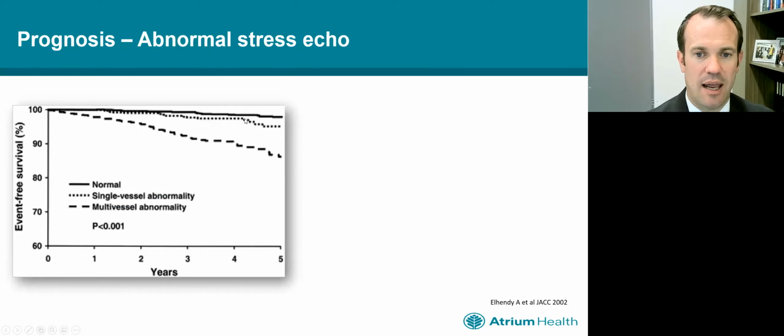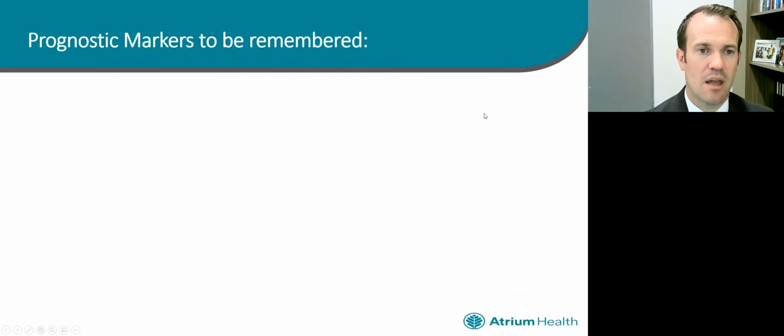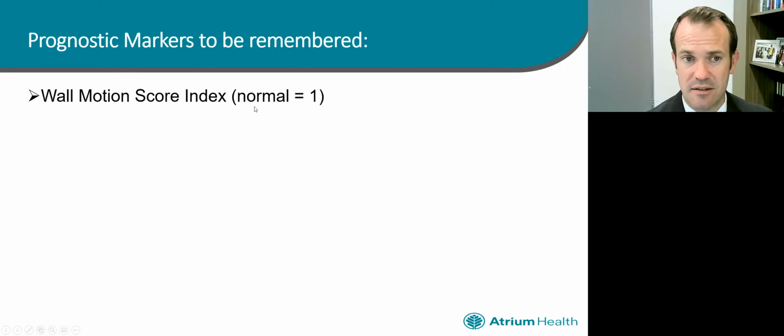If you have a single vessel abnormality, your prognosis is worse versus multi-vessel. And if this is an LAD lesion wall motion abnormality, your prognosis is worse than an RCA or left circumflex disease. Important to recognize the prognostic markers, and these will be examined in your test. Again, a wall motion score index of 1 is excellent and has very good prognosis.